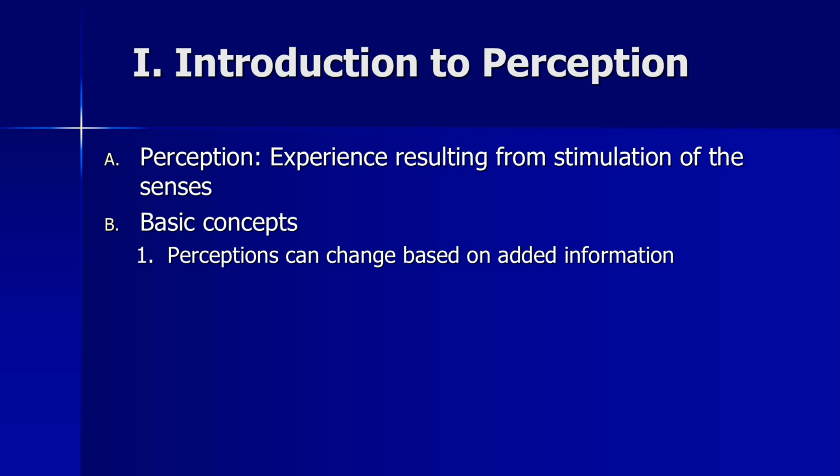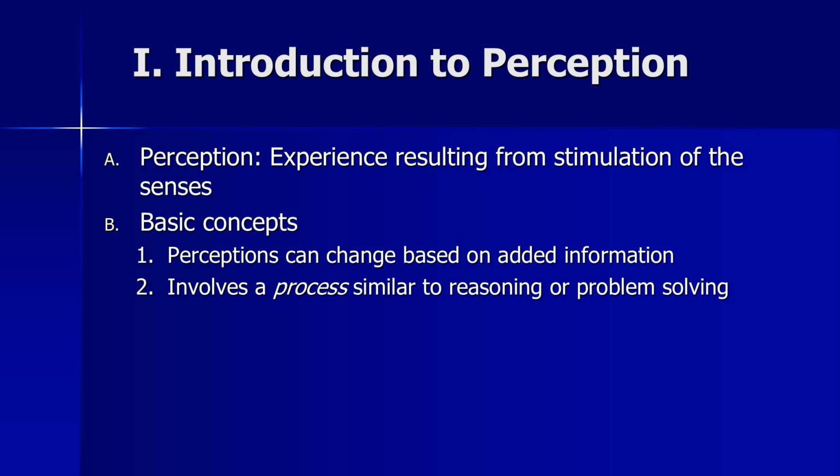Some basic concepts to understand are that our perceptions can change based on additional information, and we'll see some examples of that. It certainly involves a process similar to reasoning or problem solving. It's an inductive and deductive process that involves both bottom-up information and some top-down processing. Perceptions occur, of course, in conjunction with other actions. In fact, our recent experiences and actions can alter our perceptual experience. So these are all important things to consider as we start talking about how the brain processes information and what are the cognitive processes involved in actually creating our perceptions.